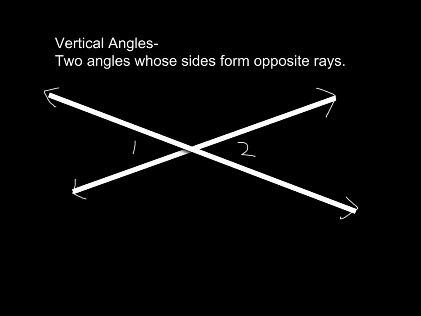Next, we need to talk about different types of angle pairs. Our first type of angle pair are vertical angles. Vertical angles are 2 angles whose sides form opposite rays, or as I like to say, 2 angles that are across from one another when 2 lines intersect. Angles 1 and 2 are vertical angles. Angles 3 and 4 are also vertical angles, but vertical angles has nothing to do with up and down.